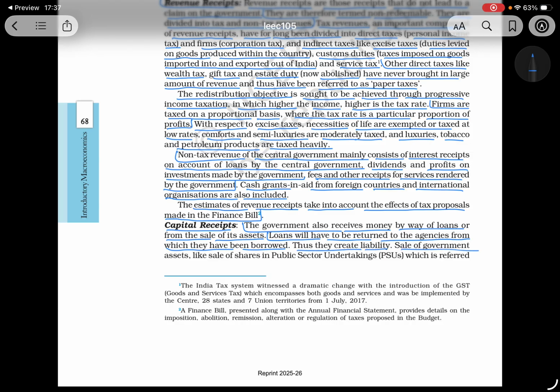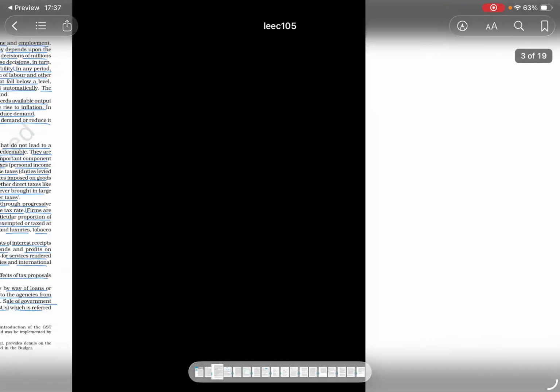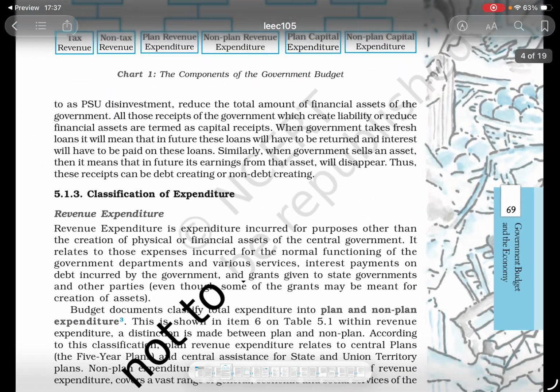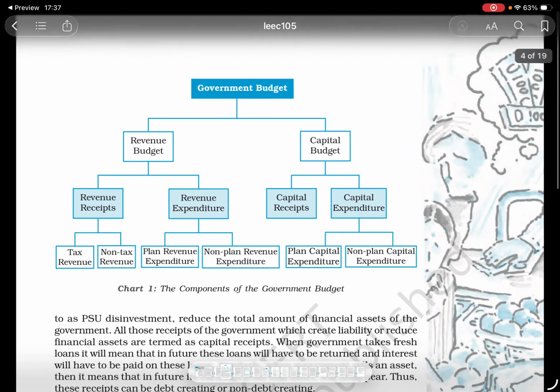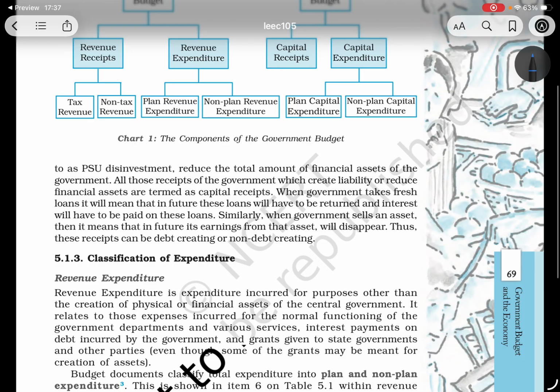Sale of government assets, like sale of shares in a public sector undertaking (PSU), referred to as PSU disinvestment, reduces the total amount of financial assets of the government. All those receipts of the government which create liability or reduce financial assets are termed as capital receipts.